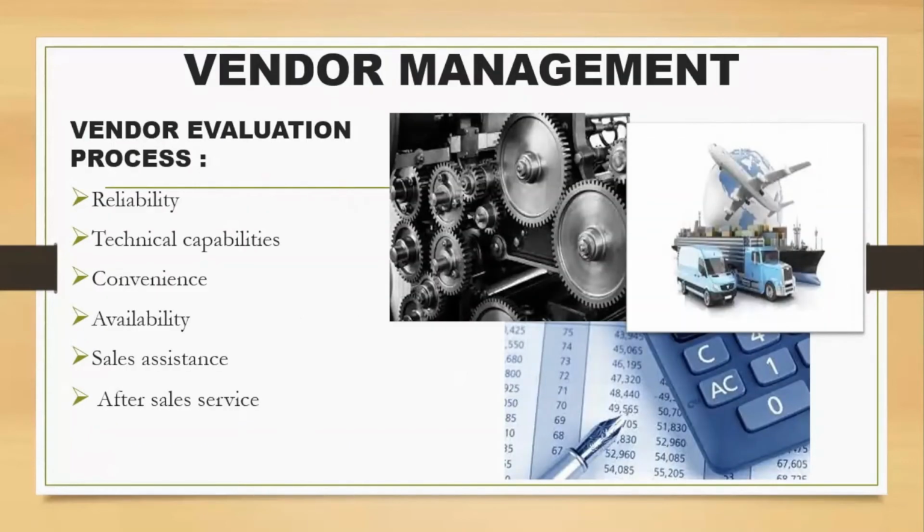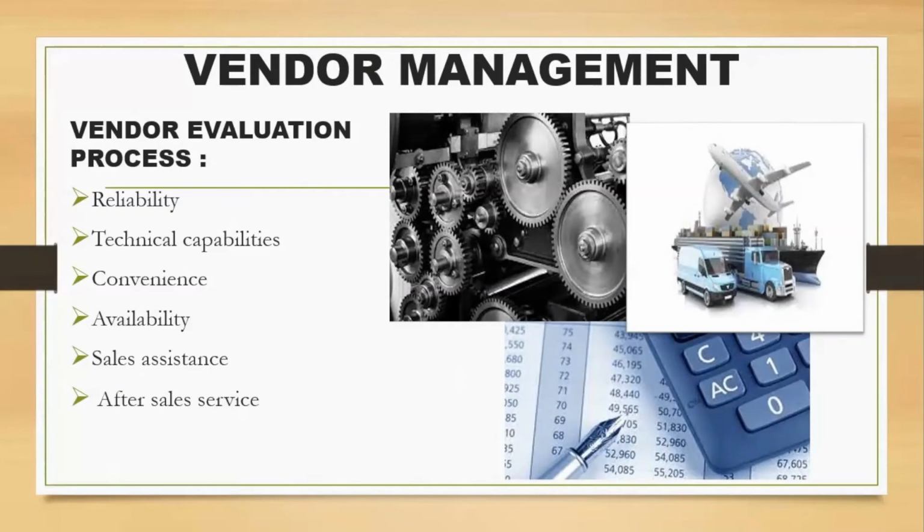The vendor evaluation process depends on certain parameters. These parameters include the reliability factor, reliability as in depending on the past performances and the current performances of the existing vendors, or maybe the word of mouth from other firms of the same industry. The technical capabilities of the vendors with regard to manpower, machine and money. The convenience factor with regard to convenience of payment, convenience of supply of goods.